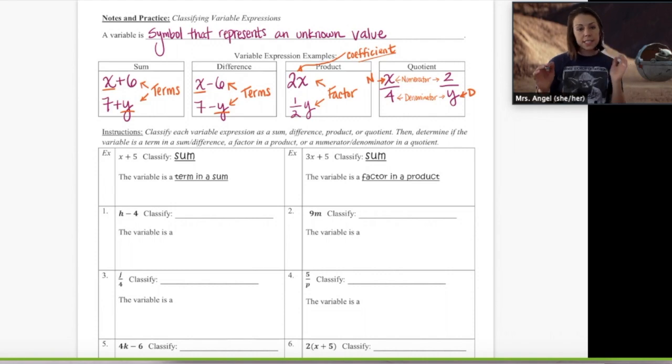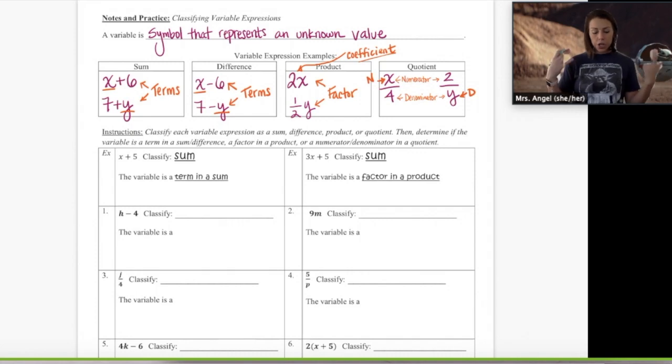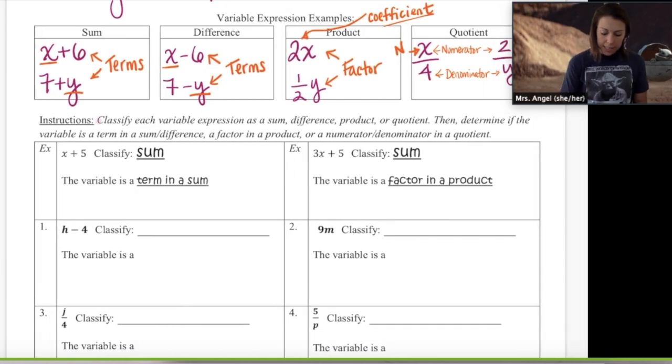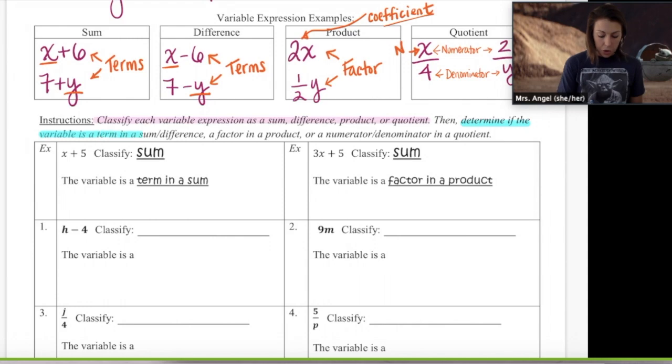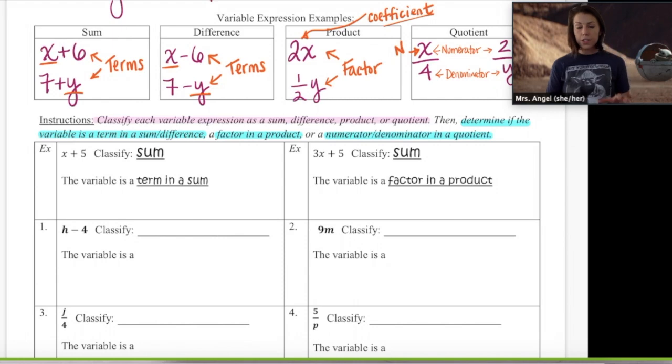Now that we've seen some examples and we've talked about the specific roles of variables, let's actually go into this practice. If we read the directions here, I'm going to zoom in a little bit. First, we're asked to classify as a sum, difference, product, or quotient. I feel like we're pretty good at that at this point, especially coming out of Unit 2. Then we have to determine if the variable is a term in a sum or a difference, like we had in our first two examples in this table, a factor in a product, like we did in that third example, or a numerator or a denominator in a quotient.